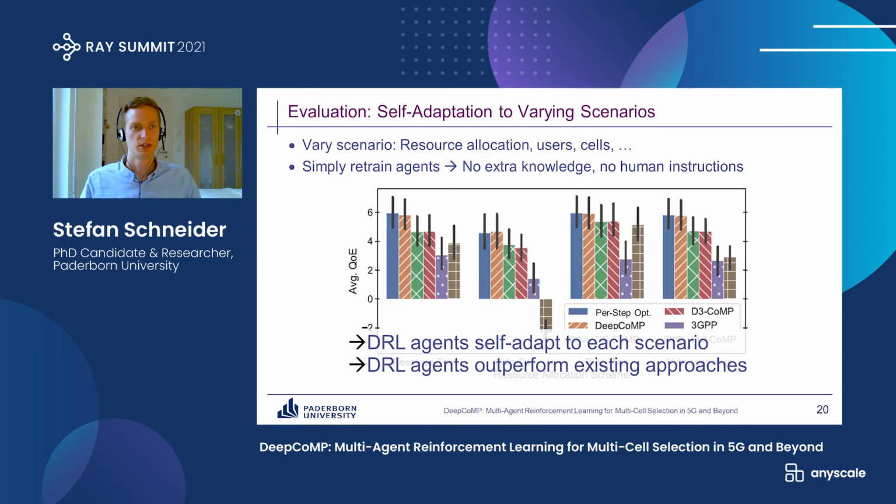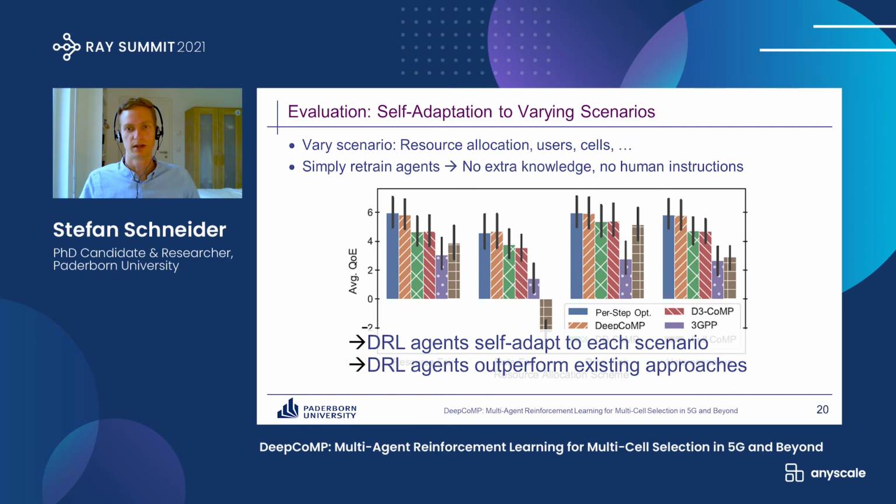Of course, we also did more systematic experiments and evaluation. So we varied the resource allocation schemes, the number of users, the number of cells, the distance between these cells. And in each of these scenarios, we simply retrained our agents, but we did not give them any extra information, no extra instructions, no expert knowledge. And they just trained and learned to adapt to these different scenarios. And in each of these scenarios, our 3 DRL approaches outperformed other existing approaches here.